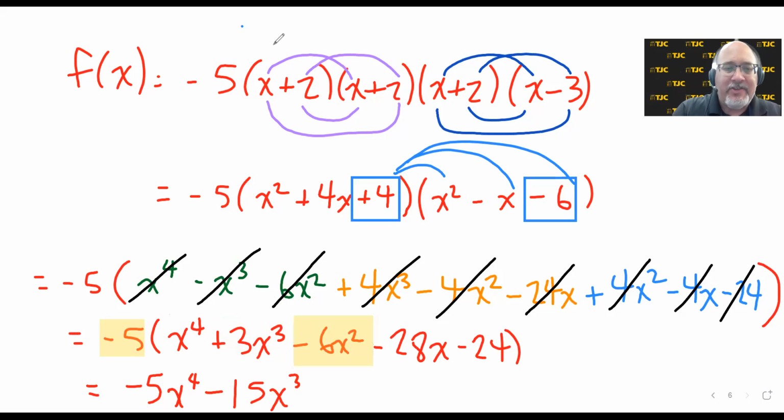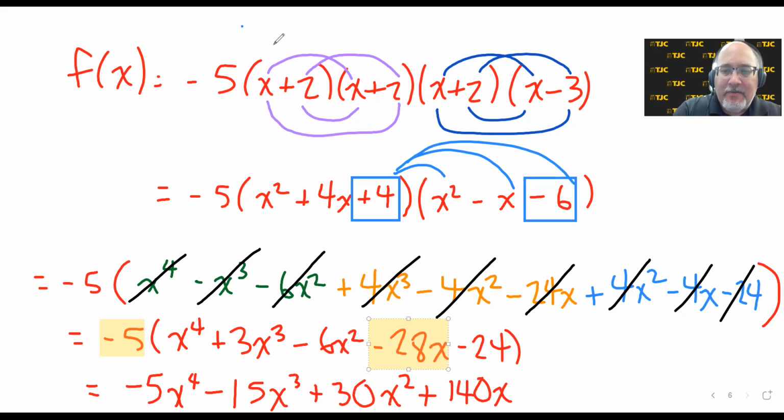Negative 5 times negative 6x squared. Negative times negative is positive. 5 times 6 is 30. And then we just have the x squared. Move to the next term. Repeat. Negative 5 times negative 28x. Negative times negative is positive. 5 times 28 is 140. And then we have the x.